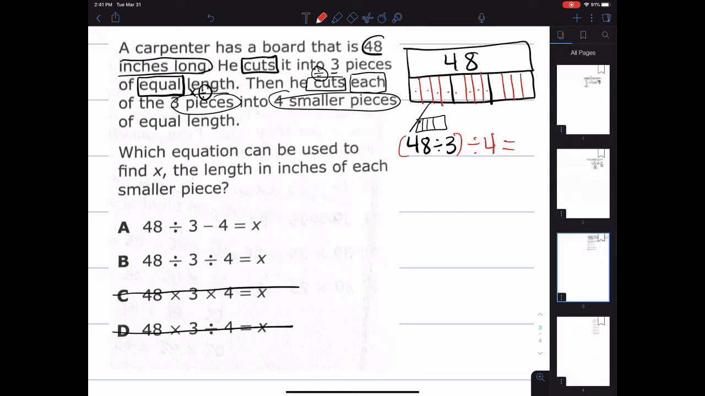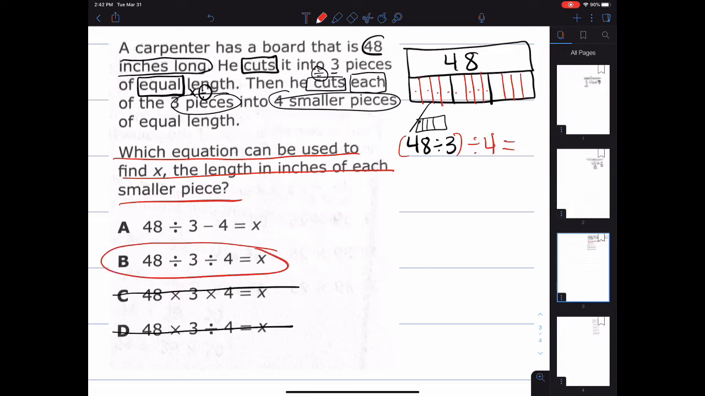So then it says, which equation can be used to find x, the length in inches of each smaller piece? The good thing about these kinds of questions is you don't even have to solve it. You just have to know how to get the answer. So now that I've done my strip diagram and my equation, so easy, I can pick my answer. My answer is obviously going to be B. And that's it. That's all you're going to do today.